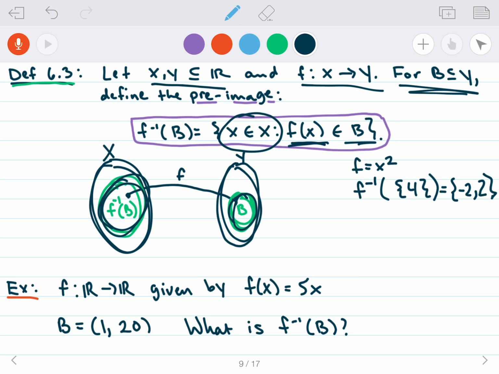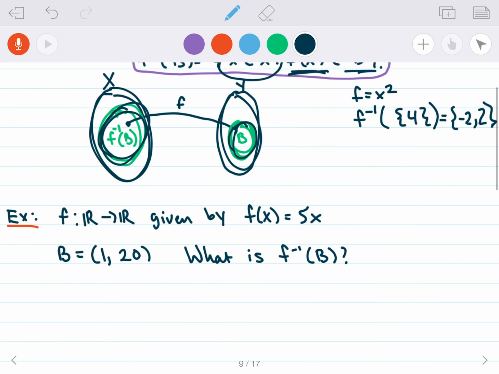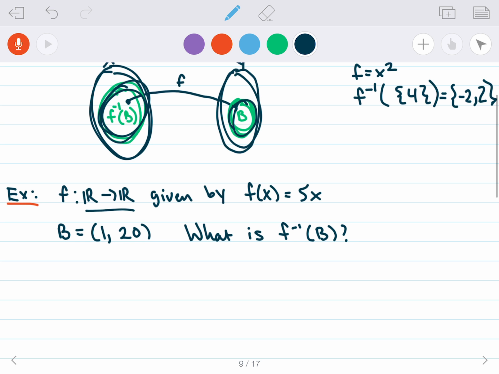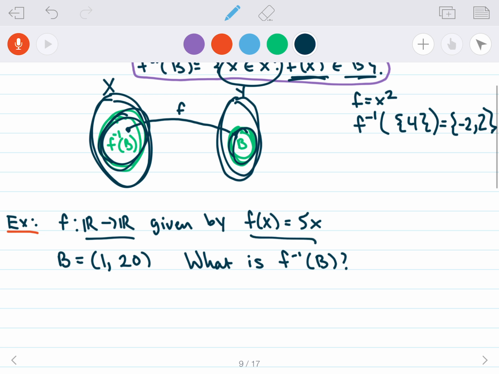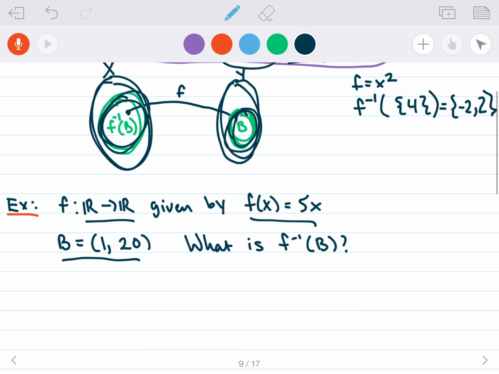Okay, so let's do some examples here. We have f from R to R given by f of x equals 5x, and we're given a subset B here of the interval from 1 to 20, and we want to know what is the pre-image of B. What is the pre-image of the set from 1 to 20?